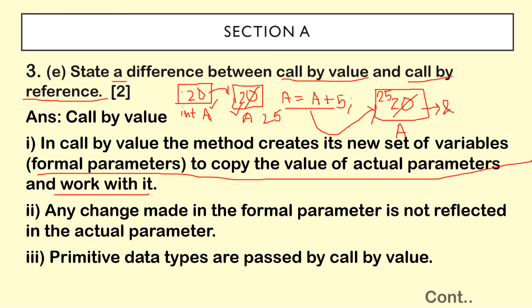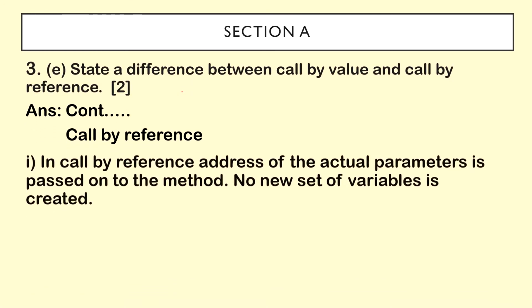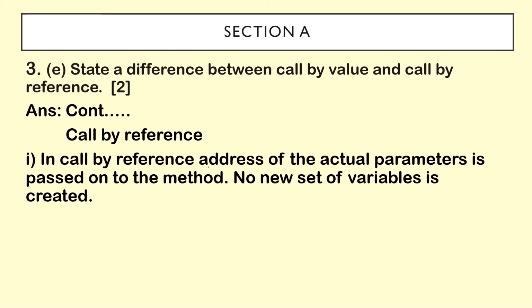Let's come to call by reference. In call by reference, very important, reference itself means address. So the reference address of the actual parameter is passed on to the method. No new set of variables is created. So nothing new is created. Only the address is sent to the method.